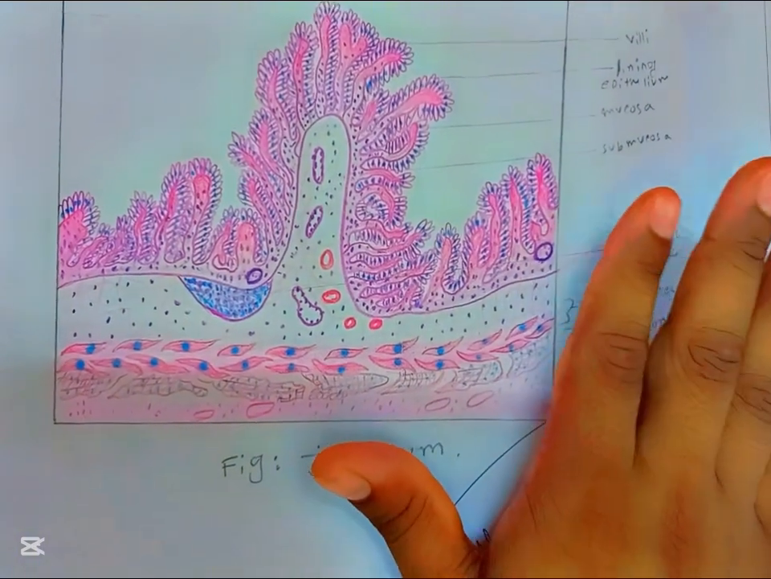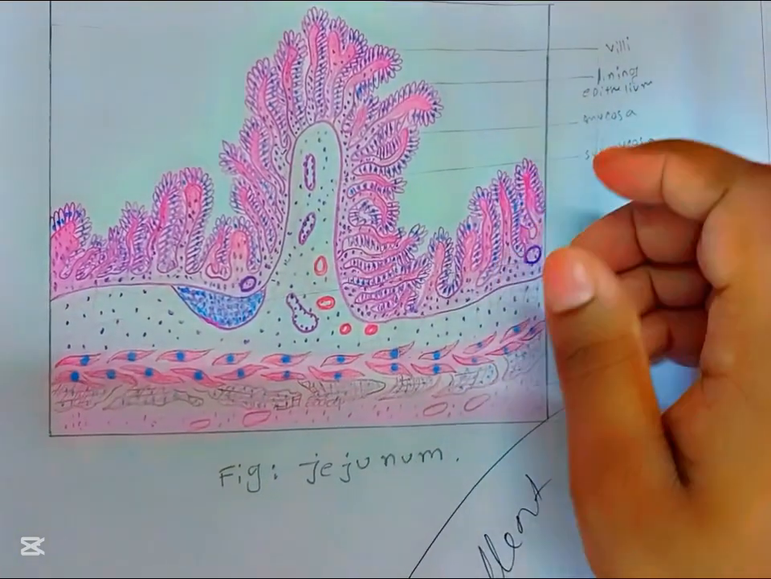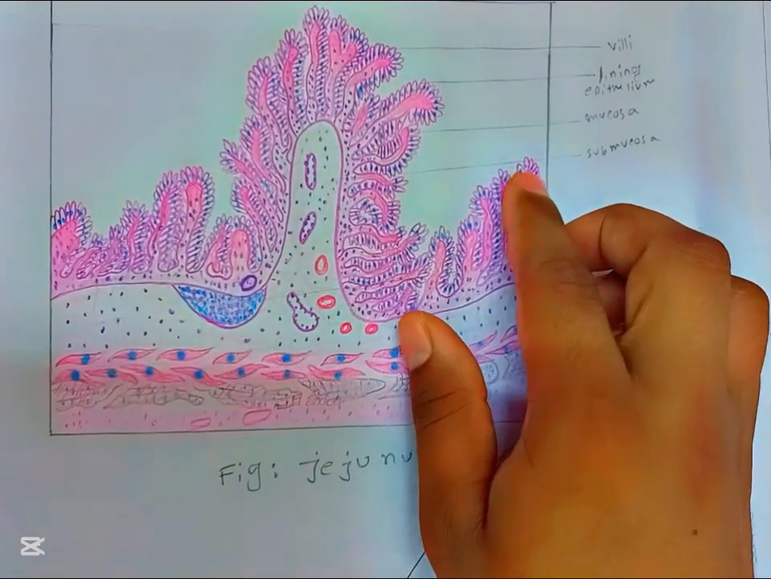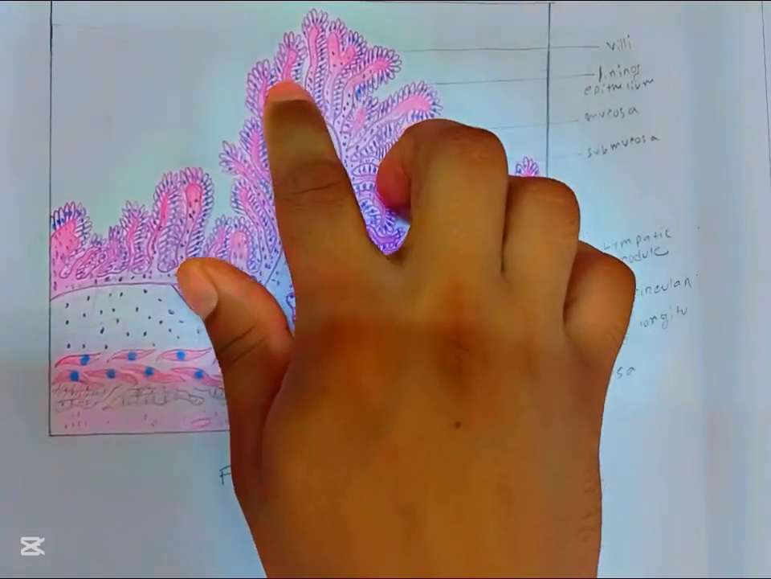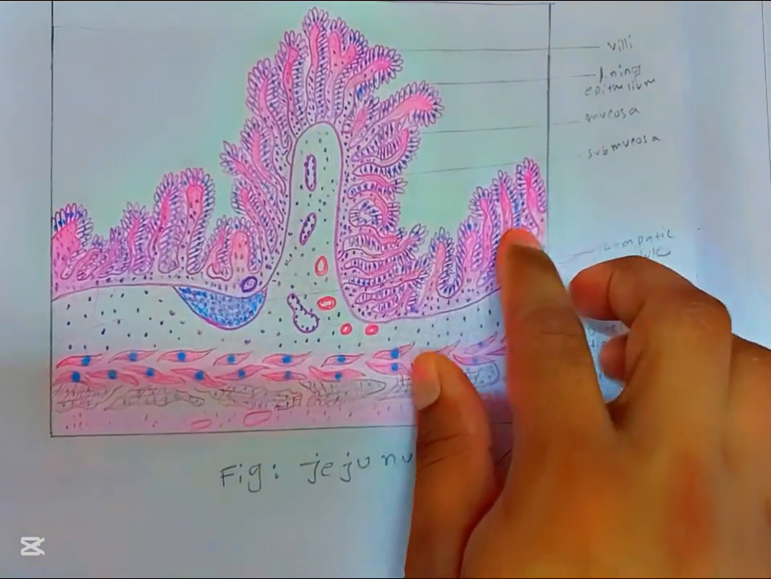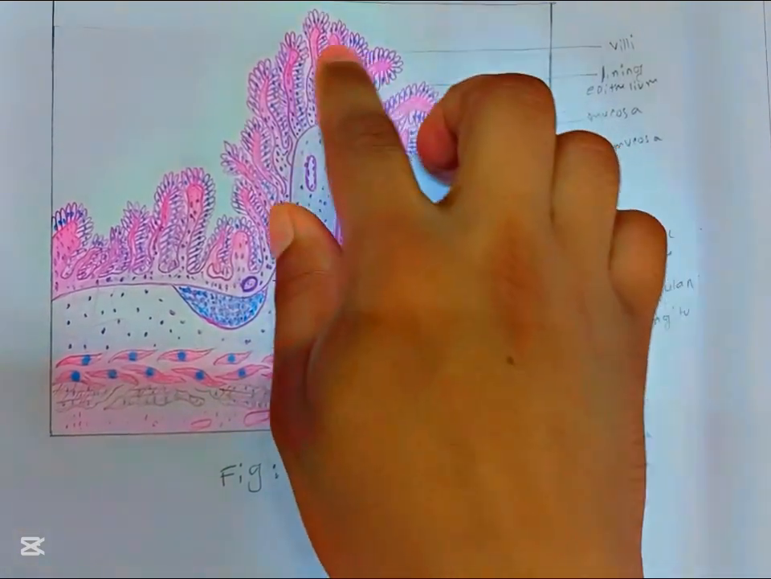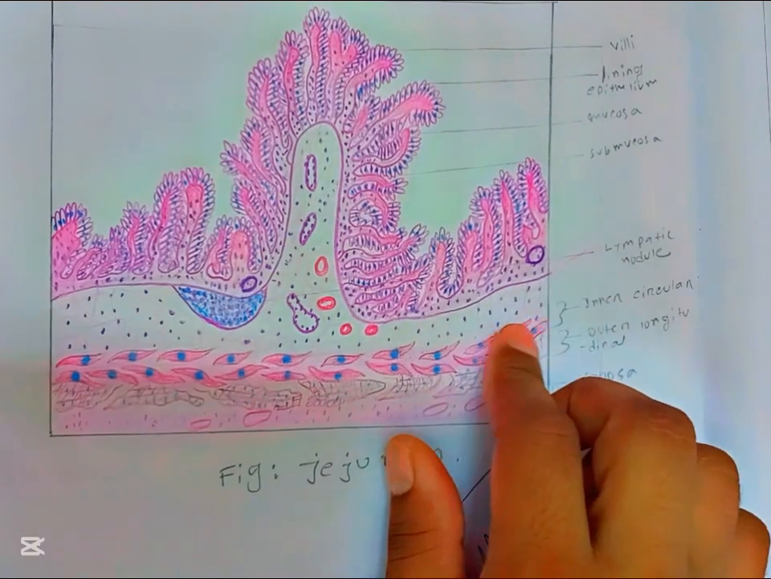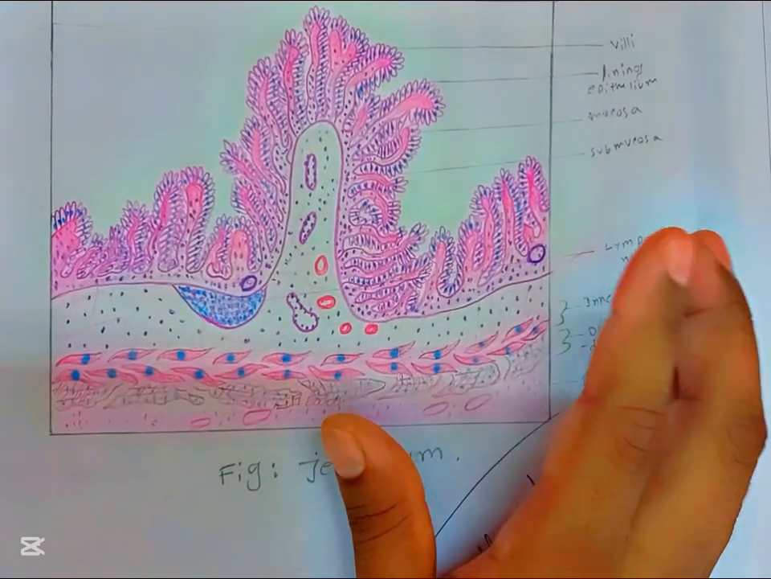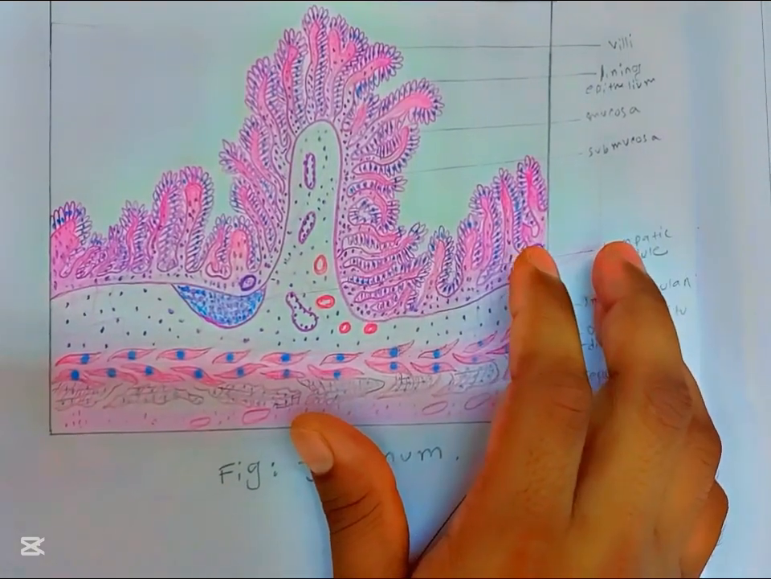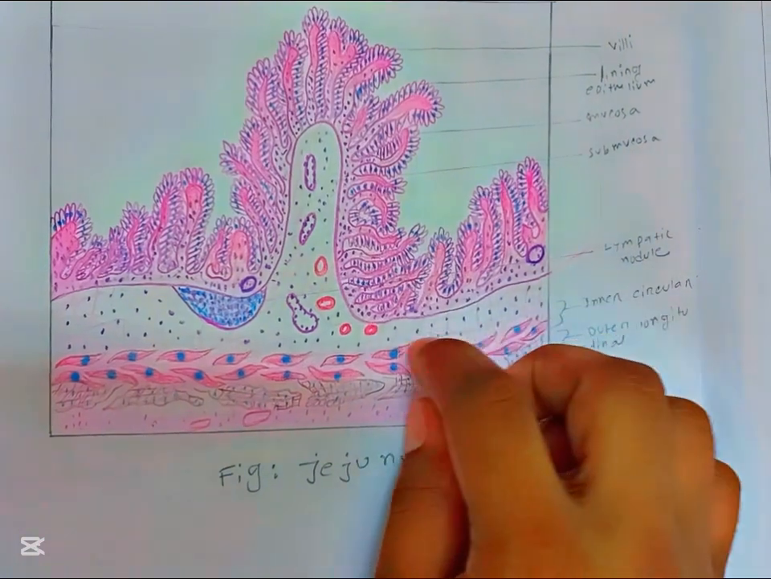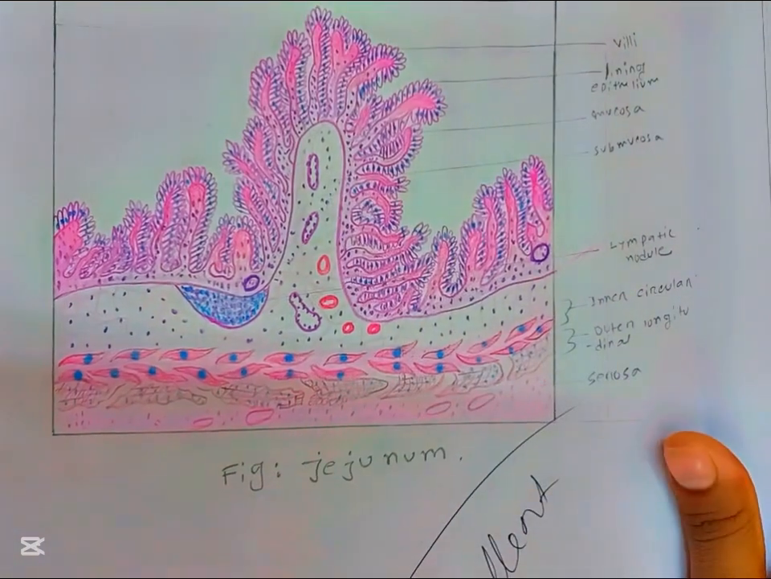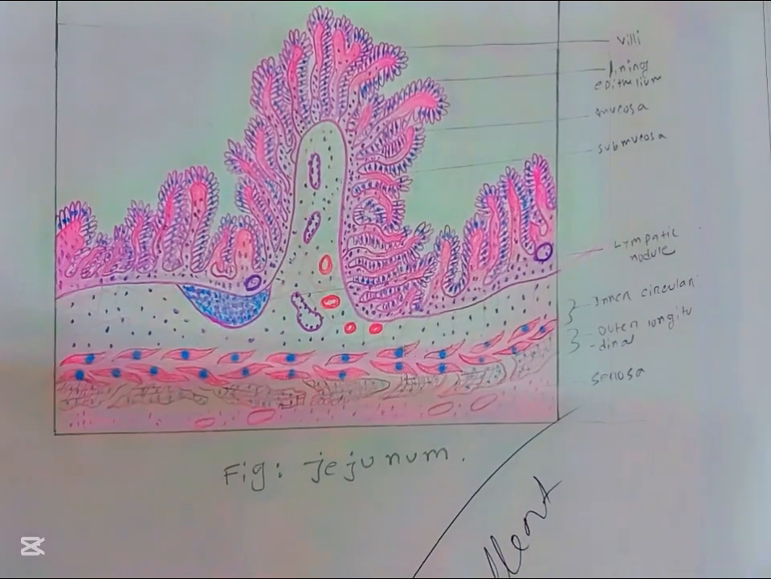It also has 4 layers: mucosa, submucosa, muscularis externa, and serosa. It also has villi, and its villi look like leaves, and it has crypts of Lieberkühn which lie in the lamina propria, and its muscle pattern is again inner circular, outer longitudinal, and this is the histological figure of jejunum.